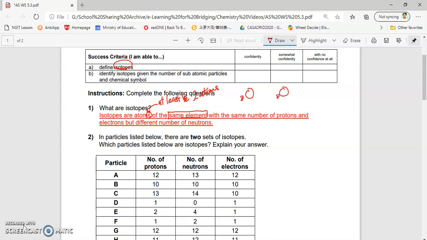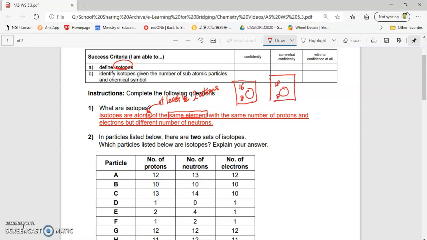Same number of electrons, because they are atoms, electrically neutral, that's why the protons and electrons are the same, but different number of neutrons. If you look at a periodic table, this is the one that you'll see, oxygen 8, 16. Now an isotope of oxygen could actually be oxygen 18, 8.